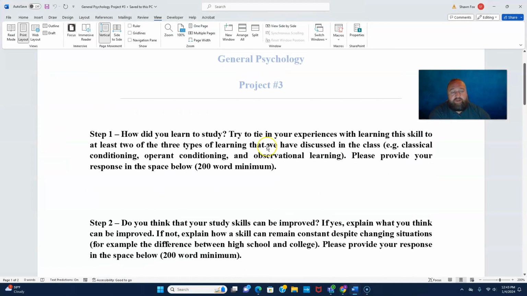So step 1, and keep in mind really what's going to happen here is that Project 3 overall is sort of like a good point of self-reflection because we just finished exam 1. And remember, there's 3 exams in this class. I drop your lowest exam grade.